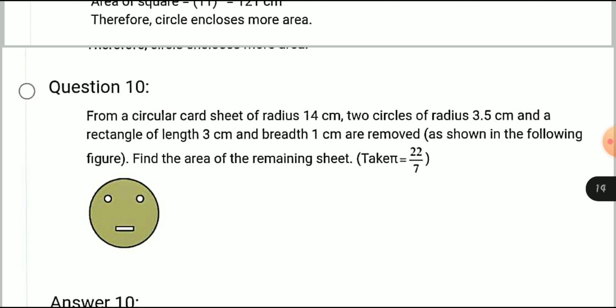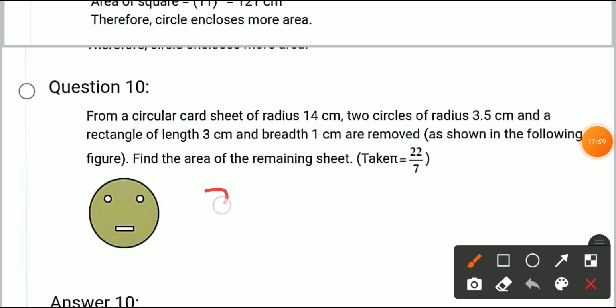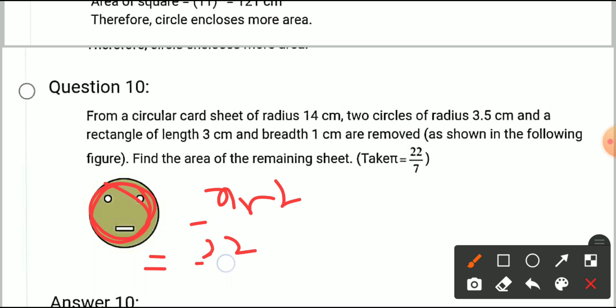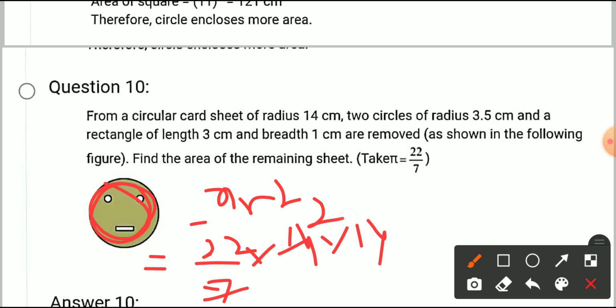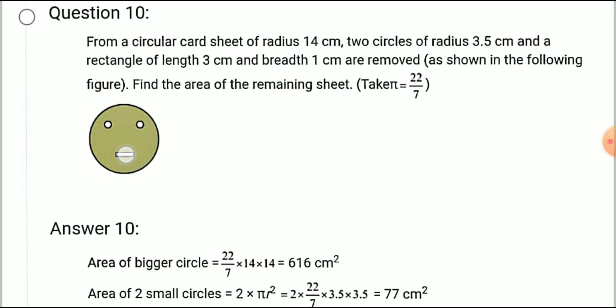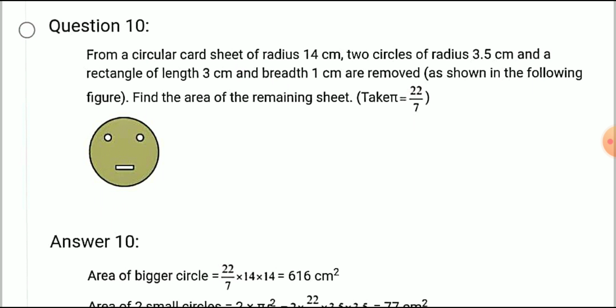So first you calculate the area of the whole sheet. Okay. Pi r square for the first sheet, the whole circle, this one, where the radius is given to you, 14 centimeter. 22 upon 7 into 14 into 14, then you will get the answer. Okay. So here the area of the whole sheet is 616 centimeter square.